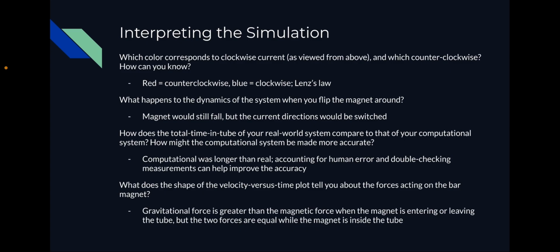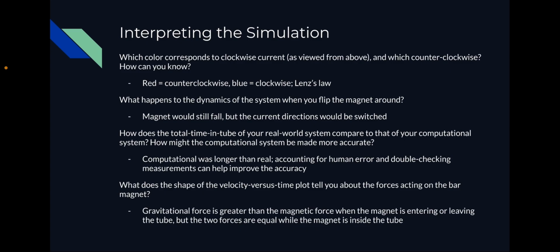So to interpret the simulation, which color corresponds to the clockwise current as viewed from above, and which corresponds to the counterclockwise? How can you know? So the red was counterclockwise and the blue was clockwise, and we got this from Lenz's law. What happens to the dynamics of the system when you flip the magnet around? The magnet would still fall, but the current directions would be switched.